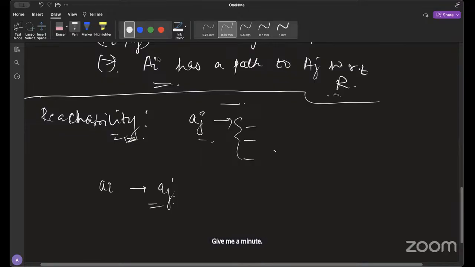Yes. Ma'am, the meaning of transitive you explained, I understood it. But its relation with the transitive closure point, please explain that part again.